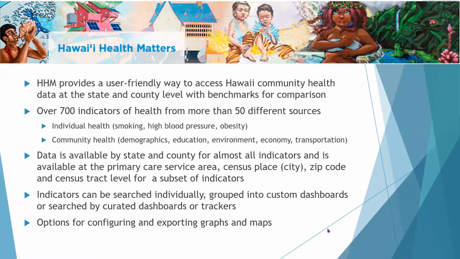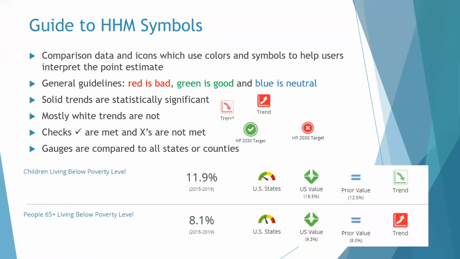Before we get into the site, I want to quickly review some of the icons. For those of you who have sat in these before, you might remember that red is bad, green is good, and blue is neutral. So we try to use visual cues in the forms of colors and symbols to help you interpret the data point that you're looking at.